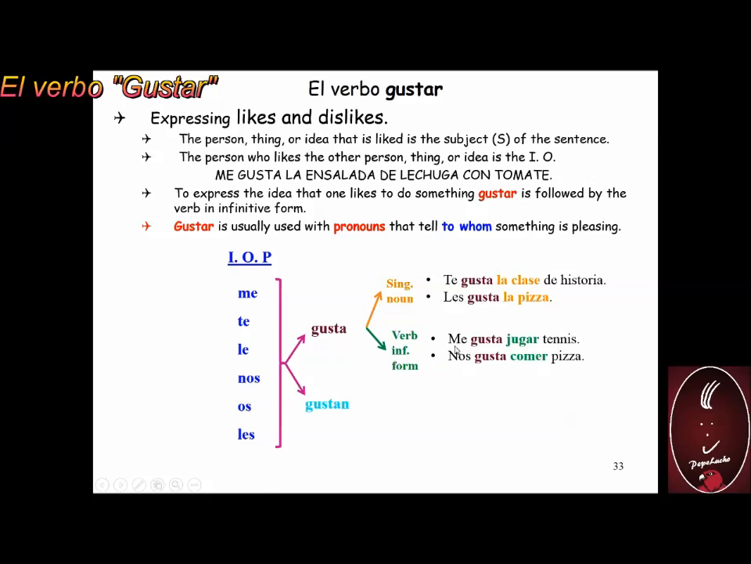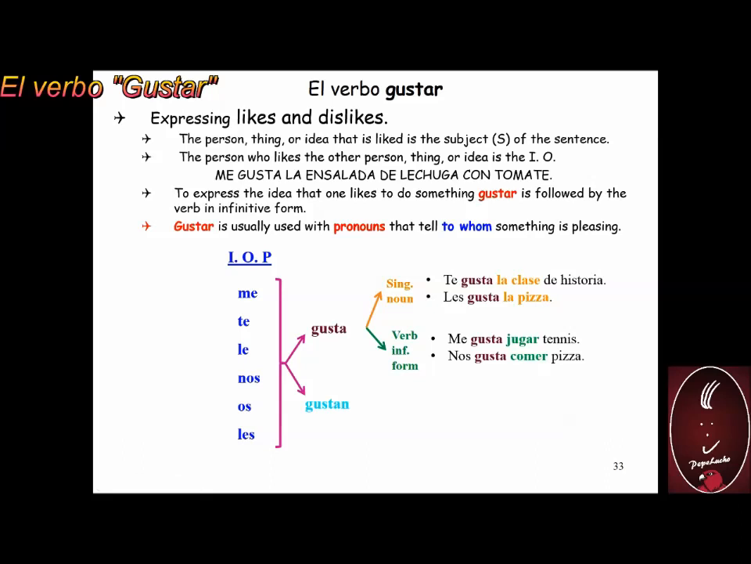For instance, me gusta jugar tenis. Jugar is a verb in infinitive form. That's why we use gusta, the singular form. Nos gusta comer pizza. Comer is a verb in infinitive form. That's why we use gusta, the singular form of the verb.